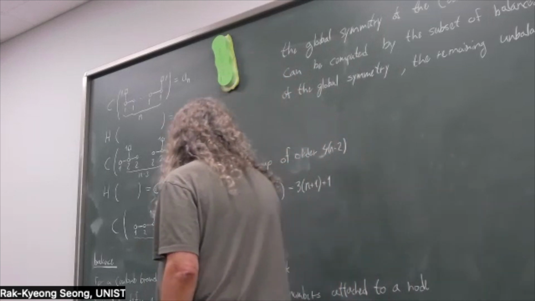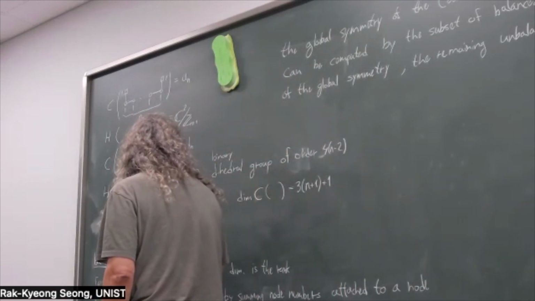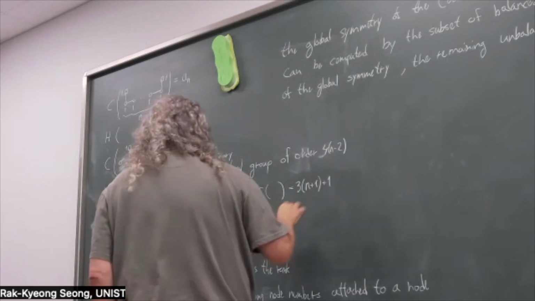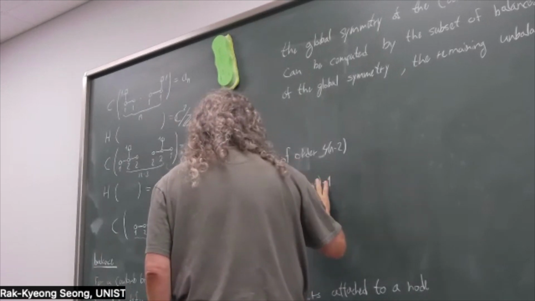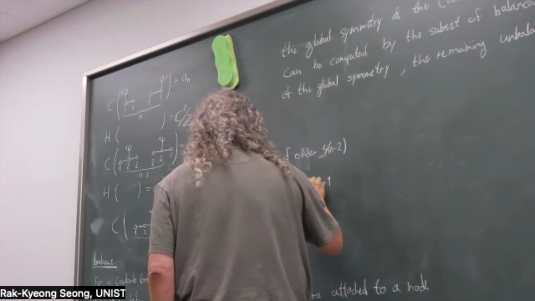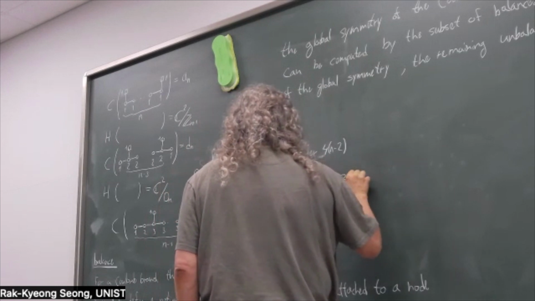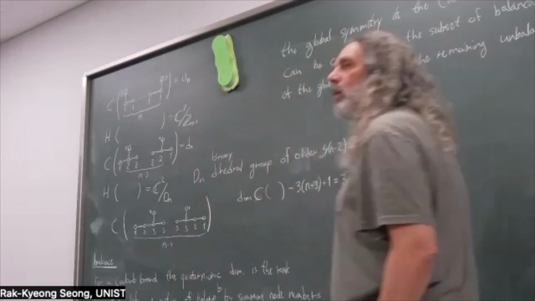And let's compute again. So you have n minus 5 of these guys. You agree?